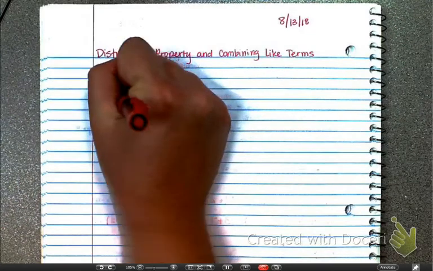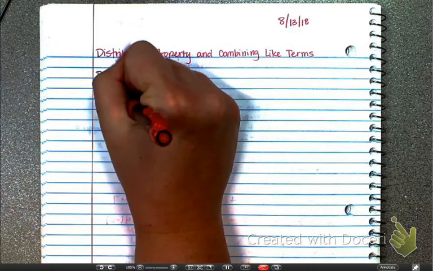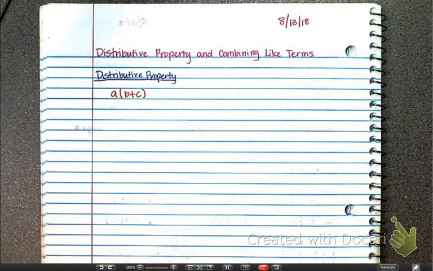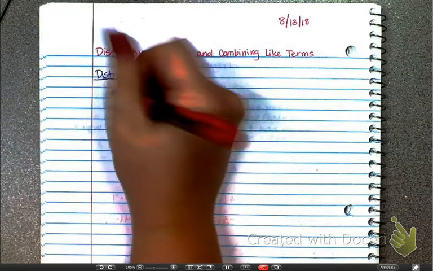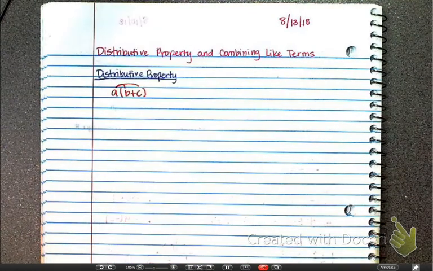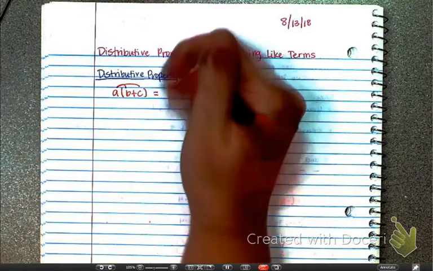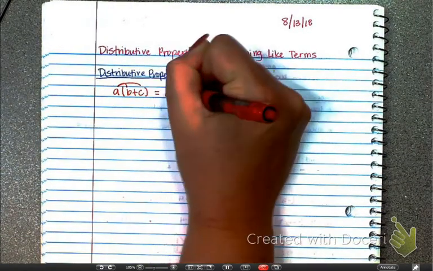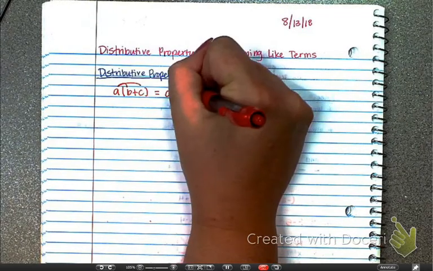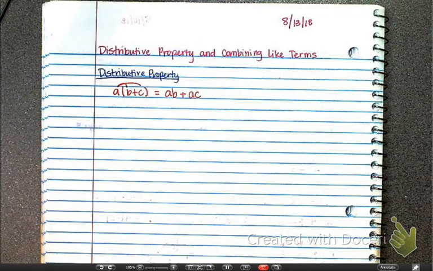So for instance, if I give you A times B plus C, we're distributing the A to the B and to the C, right? Now, you'll notice I have 3 different variables, so I want to make sure that I write them in alphabetical order. So A times B would be AB, and A times C would be AC. So if I distribute, I would have AB and AC.